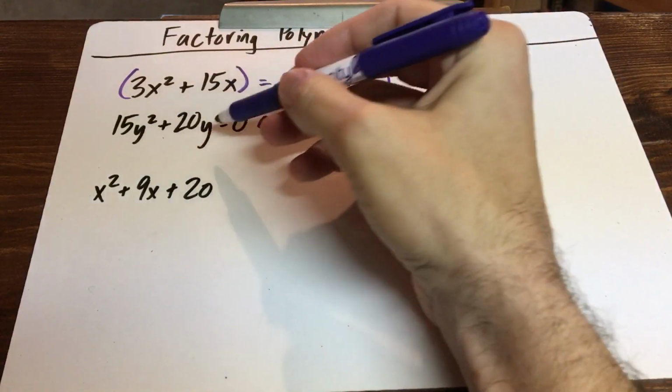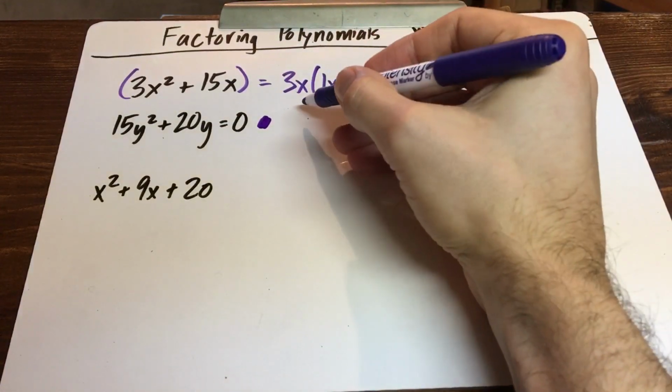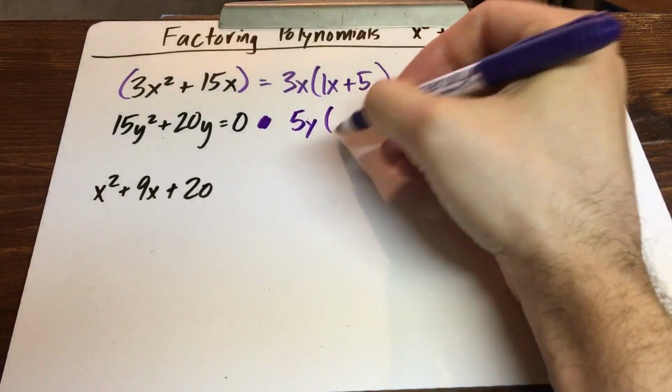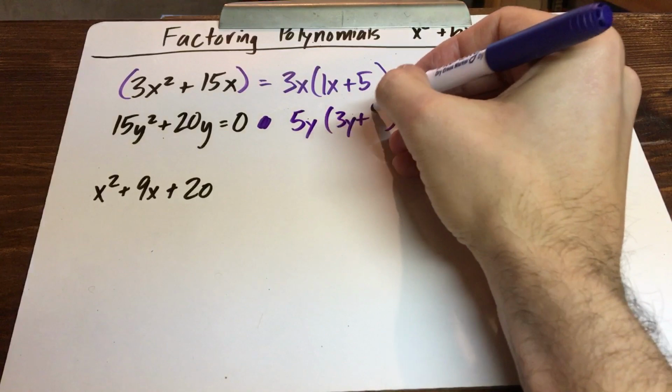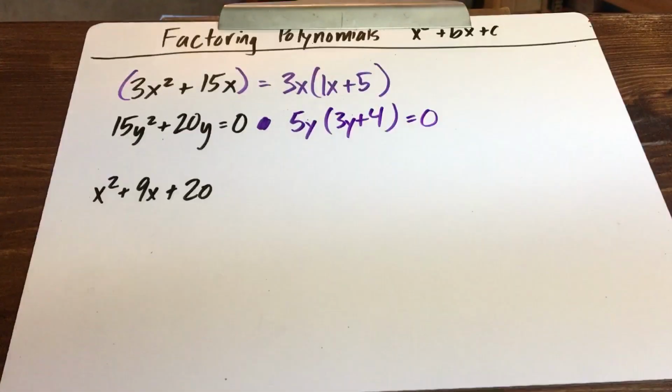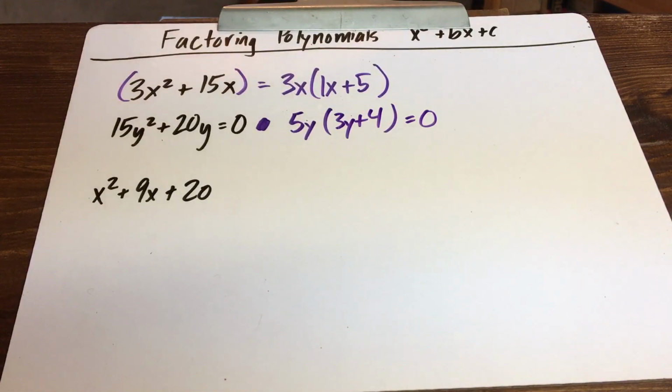On this one, they both could go into 5, and they both have a letter y, right? And so even if it was an equation, we learned how to use the zero product property and use the greatest common factor to factor a polynomial, right?